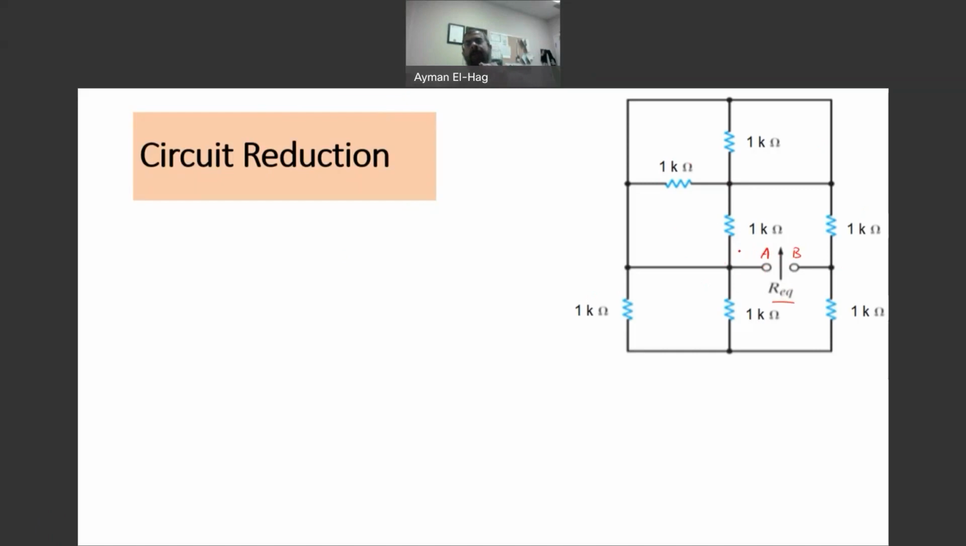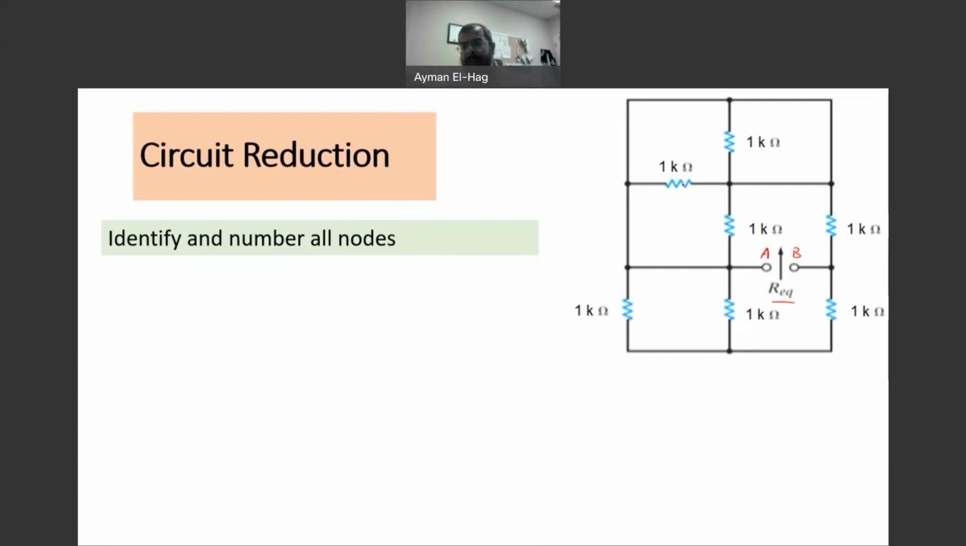So let's talk about the strategy, how you approach this problem. The first thing, you need to identify all nodes, by numbering them, because sometimes they are not so obvious. And once you identify the nodes correctly, you can see if there is something in parallel or in series that's not obvious. And more importantly, you will see if there are things that are short-circuited.